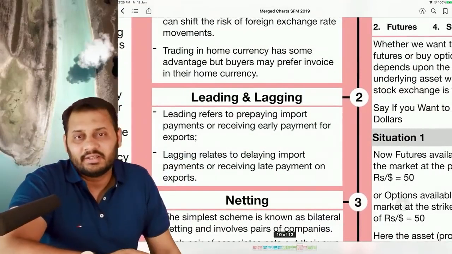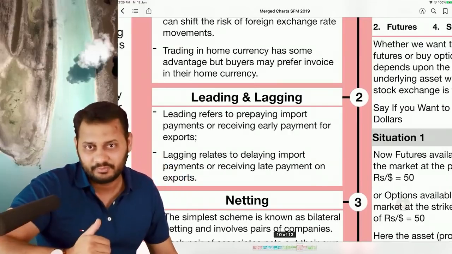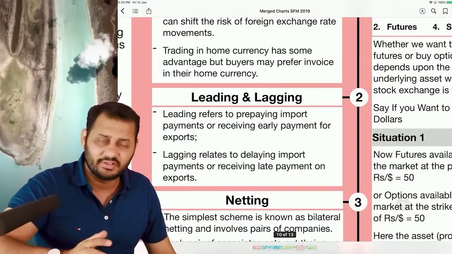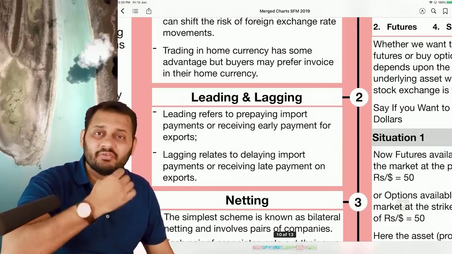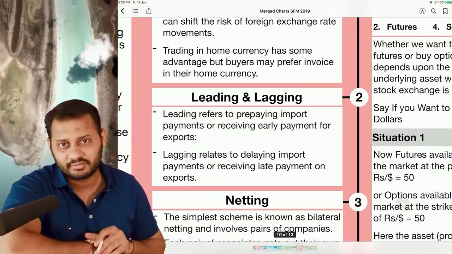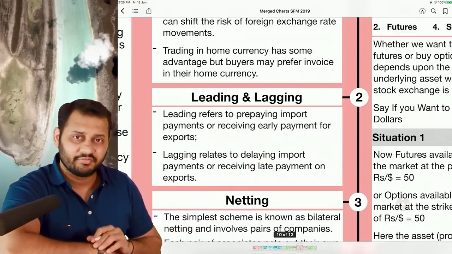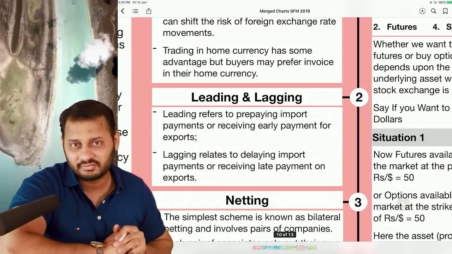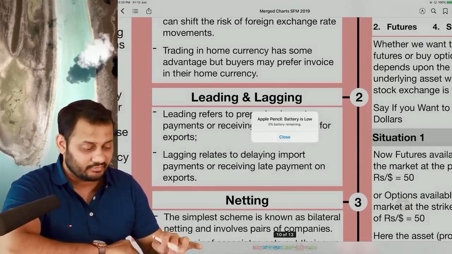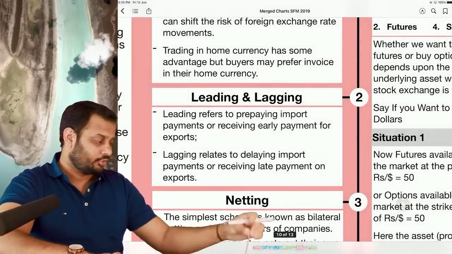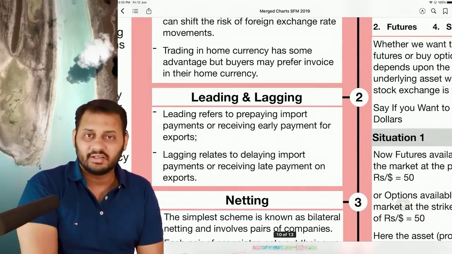Then comes leading and lagging. Leading means settling the transaction before the due date, whether it is payable or receivable. If you think the exchange rate will be favorable before the due date, you can settle it before the due date. If you think the exchange rate will be favorable after the due date, then you can ask for lagging the receivable. It means settling the transaction after the due date, after a few days, let's say 1 month or 2 months after the due date. Now there have been some questions that we solved on leading and lagging.